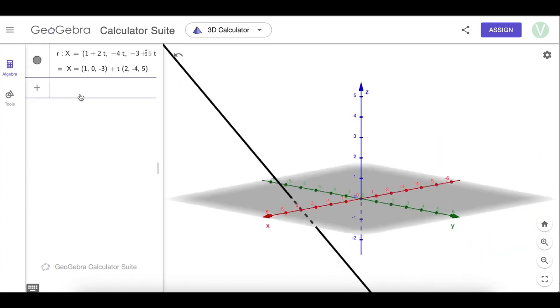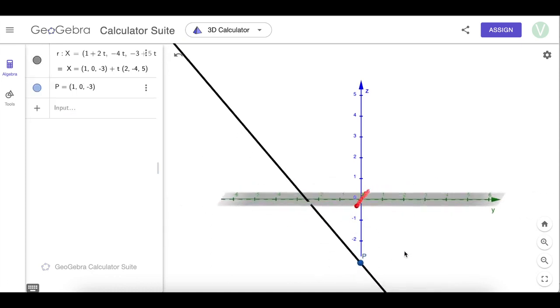Now we want to verify that this is the correct line by seeing, does it pass through the given point that we were supposed to go through? So in order to get a point in GeoGebra, we need to use a capital letter. So I'm going to use capital P to indicate that I'm looking now at a point. Remember, lowercase letters with an open parens ordered triple gives me a vector. Capital letter gives me a point. So cap P, the ordered triple that I wanted to pass through was 1, 0, negative 3, and so we can see now that it actually plotted that point down here, and our line does pass through that point.